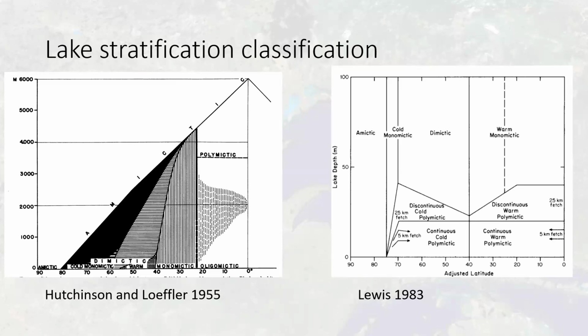Latitude is important because it determines how much sunlight you're getting and how strong the annual signal is. Altitude is important because it controls to a certain extent air temperature. And lake depth is important in the Lewis categorization because it's hard to form stratification in a lake that's too shallow. It's too easy to mix that stratification away.